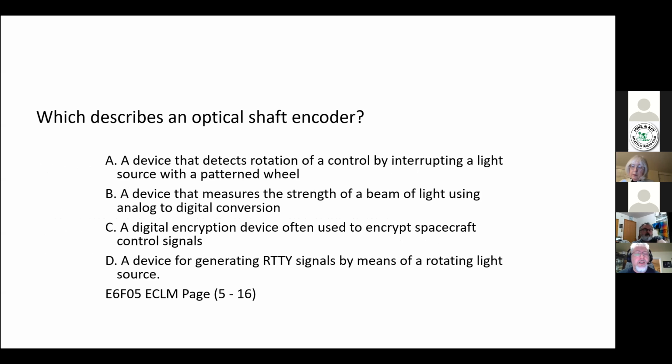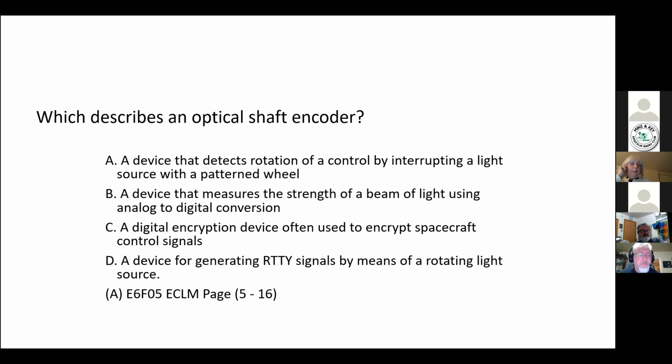Which describes an optical shaft encoder? A. A device that detects rotation of a control by interrupting a light source with a patterned wheel. B. A device that measures the strength of a beam of light using analog to digital conversion. C. A digital encryption device often used to encrypt spacecraft control signals. Or D. A device for generating RIDI signals by means of a rotating light source.